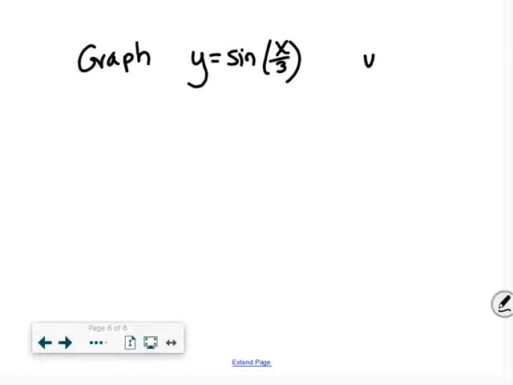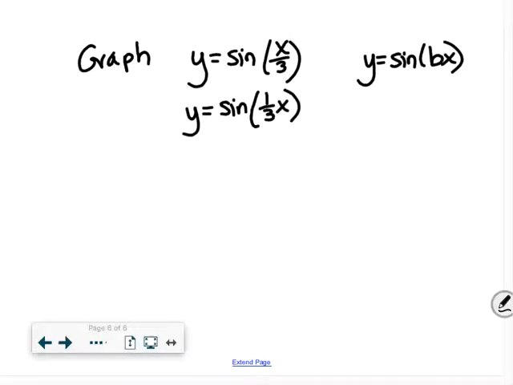Now, what I told you is that we were looking at the sine of bx. The way that this is written, I have x over b. That's not actually x over b. So what you have to do is rewrite this so that b is in front. So x over 3 is equivalent to 1/3 times x. So my amplitude is 1, and my period length is 360 divided by 1/3.